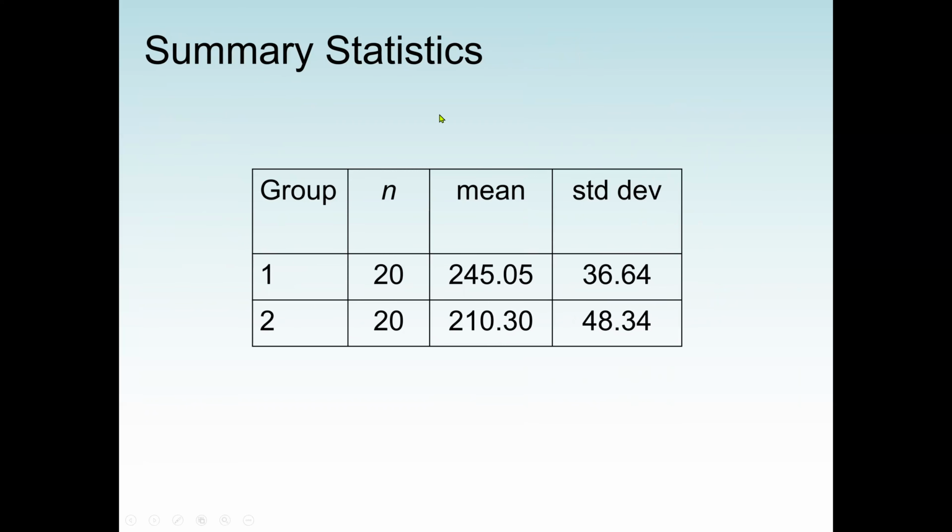So that's the summary statistics for group 1 and 2. The sample sizes are the same, but the mean is different. The standard deviation also is different. As we said earlier, the standard deviation for group 1 is lesser than the standard deviation of group 2, based on the box plot.